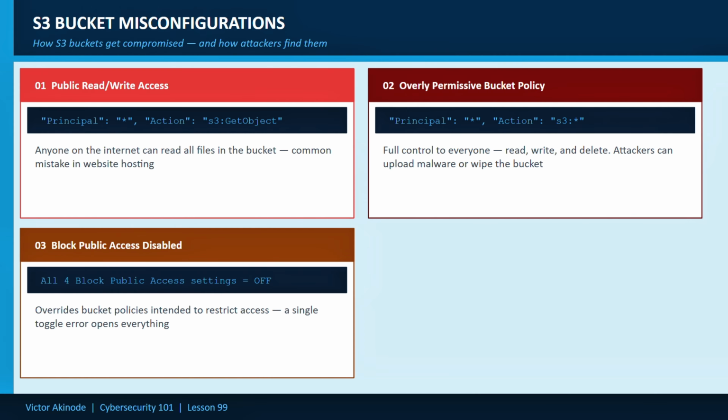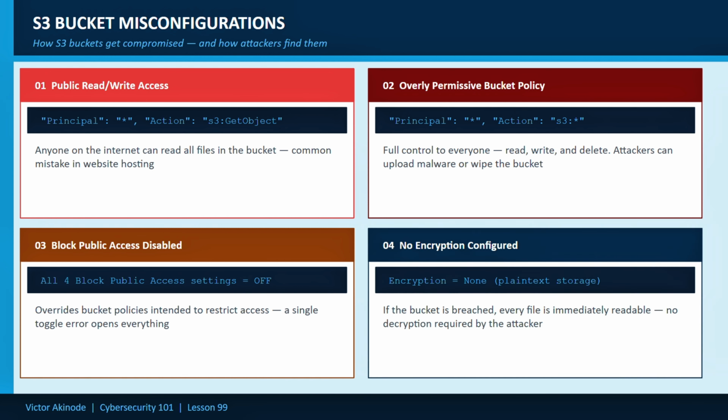Misconfiguration number 3 is disabling public access block settings. This means that when all four toggles are off, even well-intentioned policies can be overridden. Misconfiguration number 4 is no encryption. That is, if data is stored in plain text, this means that attackers can immediately read everything if the bucket is breached. And you might be wondering, how do attackers find vulnerable buckets? They do that by using automated scanners like Grayhat Warfare, Google Dorking, and DNS enumeration. Millions of buckets are scanned on a daily basis.